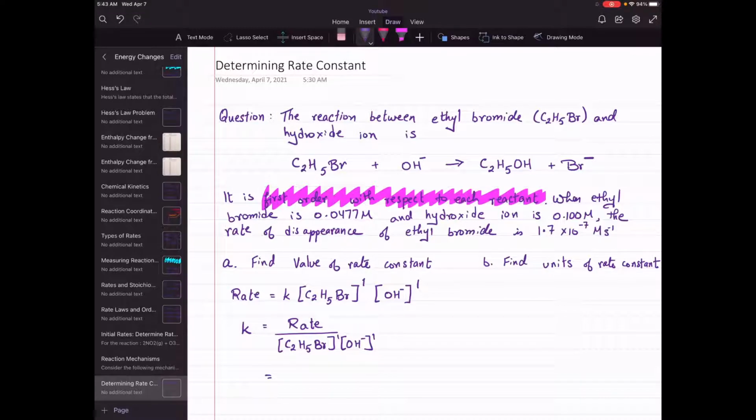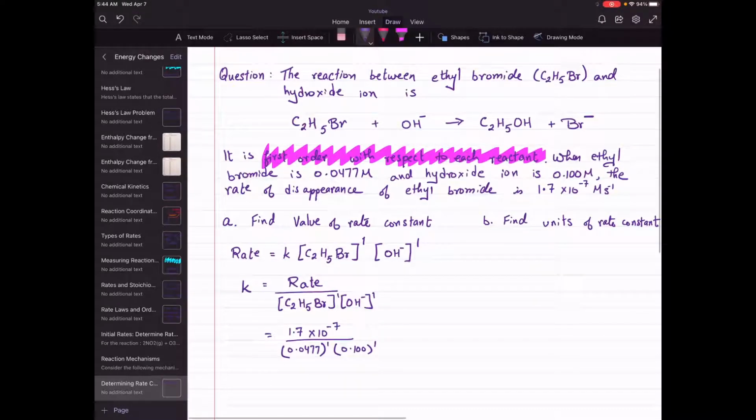Plugging in the values, we get 1.7 times 10 to the power negative 7. And as I said, I'm going to just use magnitudes here, so I don't have to put the units. If I was doing it together, I would keep the units here. Divided by the concentration of C2H5Br, which initially was 0.0477 to the power of 1, and 0.100 to the power of 1. I have all the values in place. Now I just have to use the calculator and calculate.